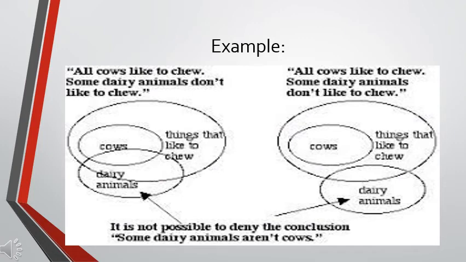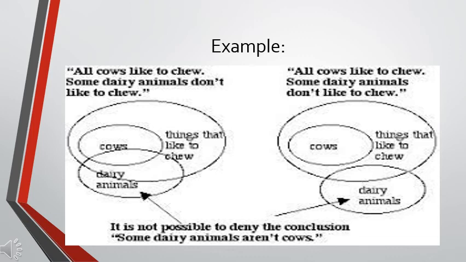Right now, I am going to explain the example. All cows like to chew. Some dairy animals don't like to chew. So, we need to put the cows first and encircle it. Then, things that like to chew, and encircle it together with the cows because it said that all cows like to chew. After that, we put dairy animals. Encircle it with cows and things that like to chew, but make it half because some dairy animals don't like to chew and some cows are dairy animals.